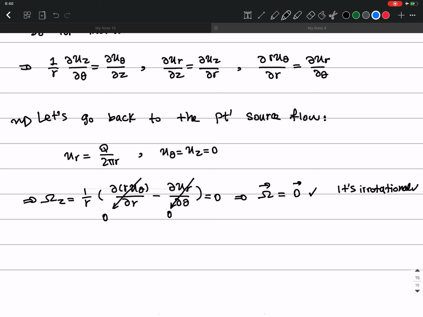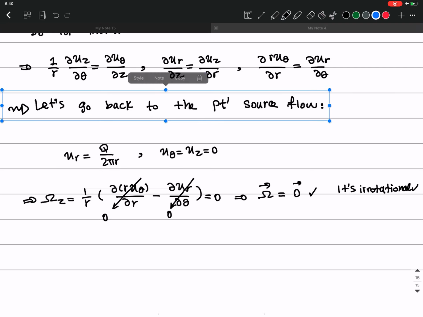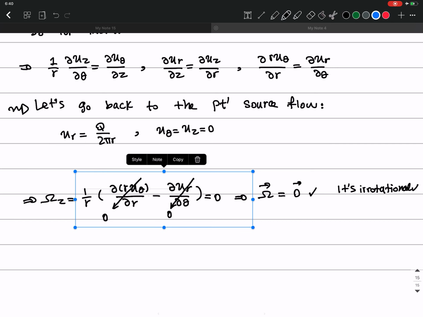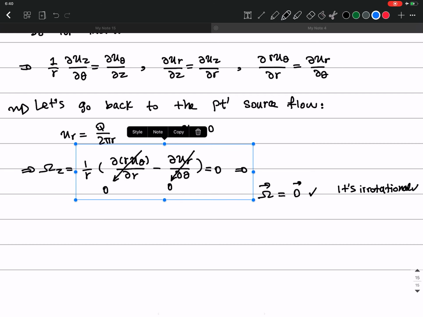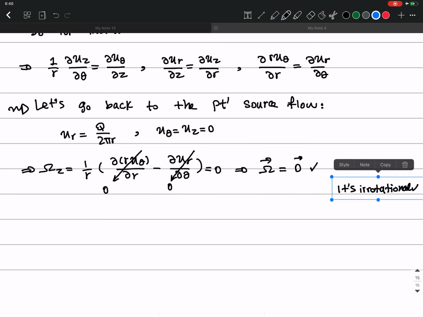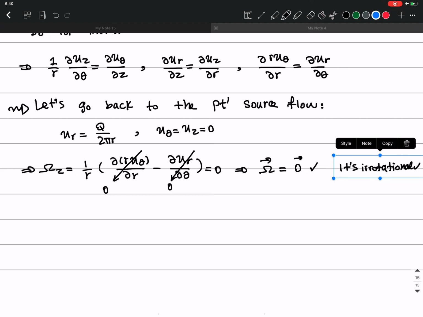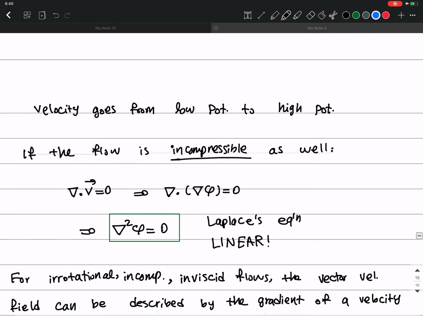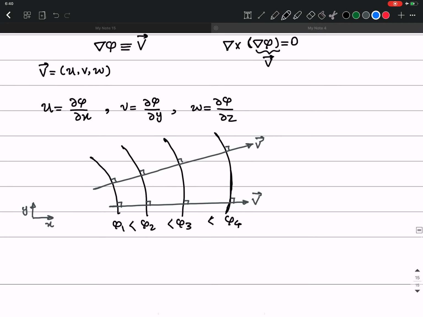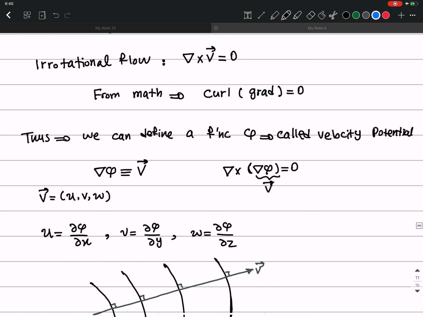So now that it is irrotational, we can actually find the velocity potential for this problem. So let's see, what are the velocity potentials here? So we have UR, which is going to be in terms of, if you want to write the velocity potential, I think I already wrote that.